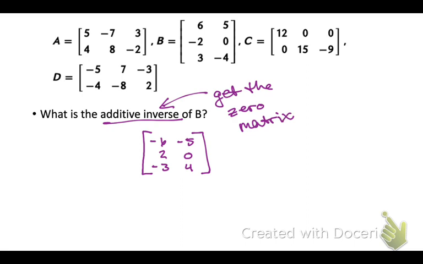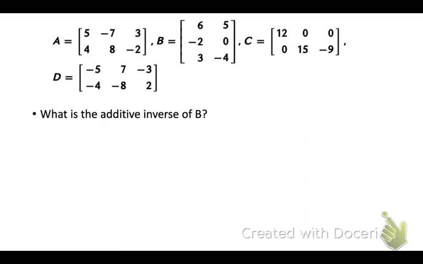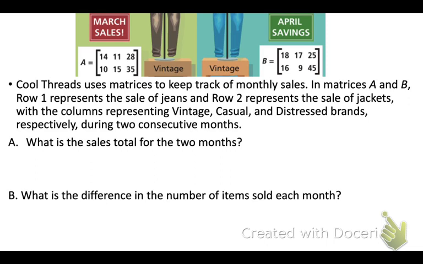Got it? Okay, I think we're going to go ahead and do that one slide I skipped over earlier because that's all that we would have for notes tomorrow then. No, it's one slide. Okay, so Cool Threads is using matrices to keep track of monthly sales. In matrix A and B, row 1 represents the sales of jeans. Row 2 represents the sales of jackets. Then we have vintage, casual, distressed brands. What is the sale total for the 2 months? How am I going to do that? Add March and April. So we're going to do A plus B. So do A plus B.